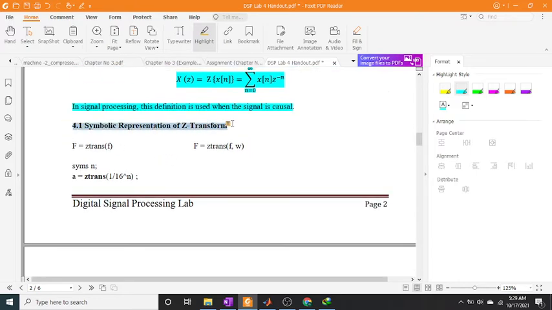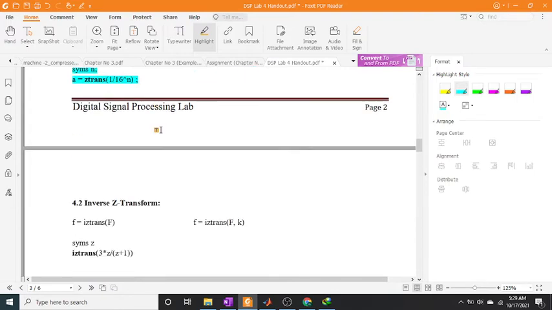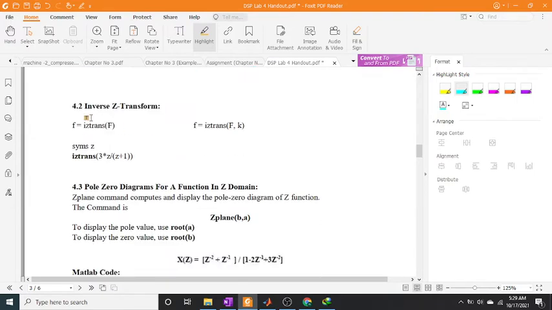4.1 Symbolic representation of Z-transform. F equals ztrans(f), F equals ztrans(f, w). syms n. A equals ztrans((1/6)^n). 4.2 Inverse Z-transform. f equals iztrans(F), f equals iztrans(F, k). syms z. iztrans(3*z/(z+1)).